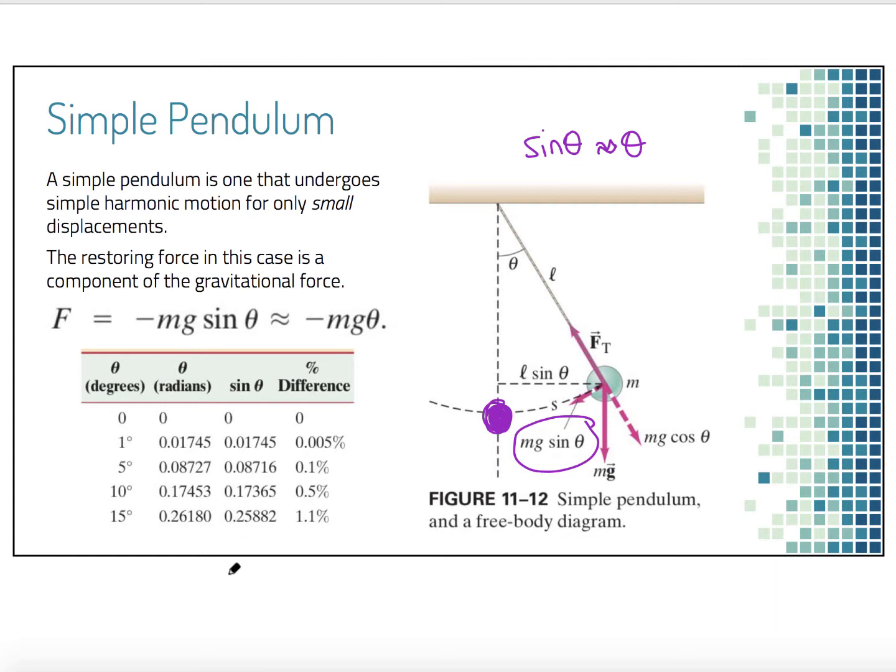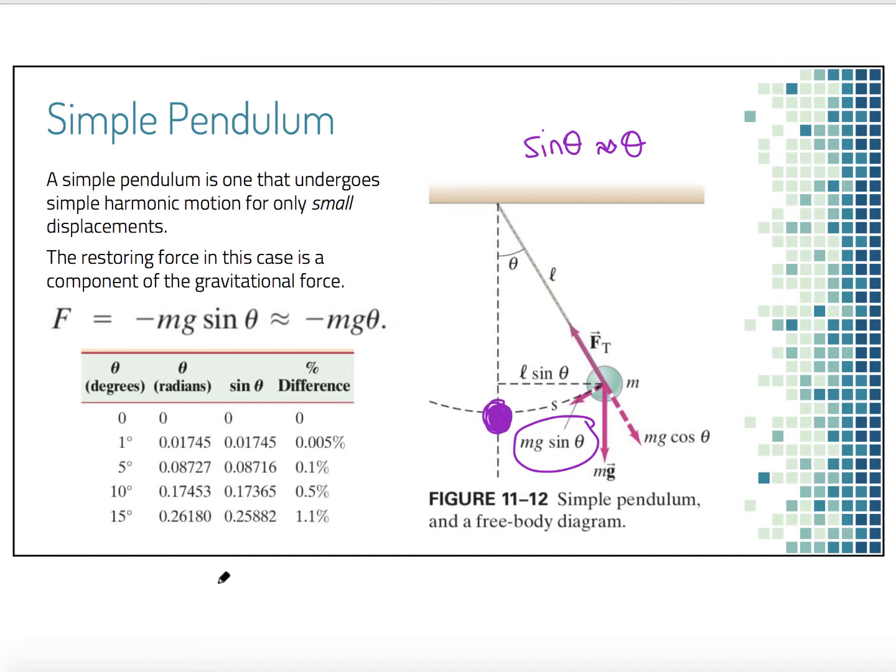So you can see in this table what small is. So for a 1 degree displacement, we have a 5,000ths of a percent difference. So that's tiny. 5 degrees, 1/10 of a percent. 10 degrees, 1/2 of a percent. That's really not much. So we can get away with this pretty easily because a small angle can be pretty much as high as 20, maybe even sometimes 25 degrees.